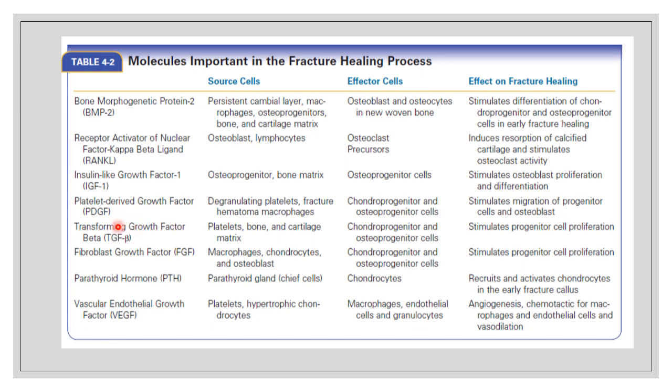So these are some of the molecules that are important in bone healing. You can screenshot this particular slide. So the molecules are the BMP2, the RANKL, the IGF-1. We already mentioned some of these, platelet-derived growth factors, transforming growth factor beta. So they basically stimulate the differentiation of the cells. They stimulate the proliferation into osteoblasts, and some would also help in the angiogenesis.